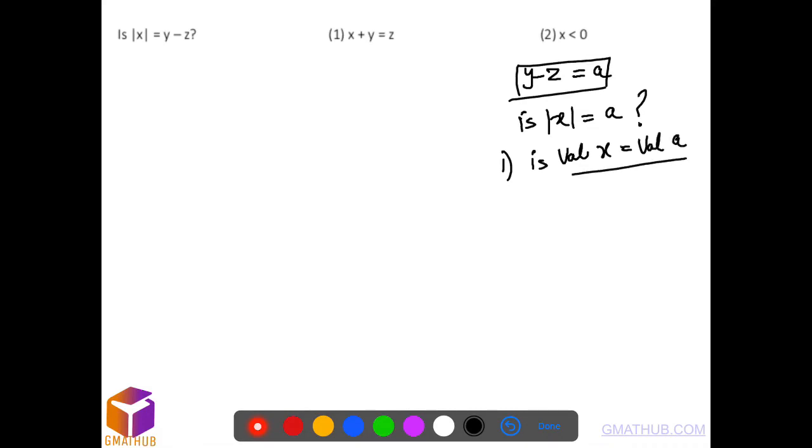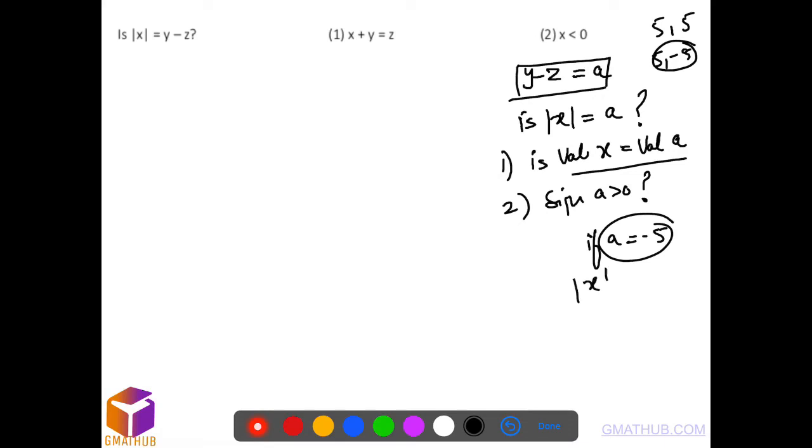Value wise, I mean, for example, 5 and minus 5, in terms of absolute value, in terms of positive value, they are the same. Okay, value wise they are 5. Second, is the sign of a positive? Because if a is negative 5, can mod of x be negative 5? No. So when I ask is mod of x equal to a, one thing, value wise they must be equal. Second, sign of a must also be positive, because mod is never negative. It can only be positive.